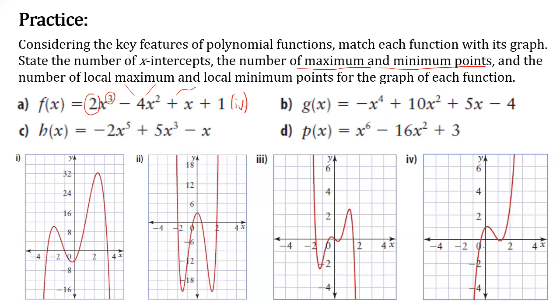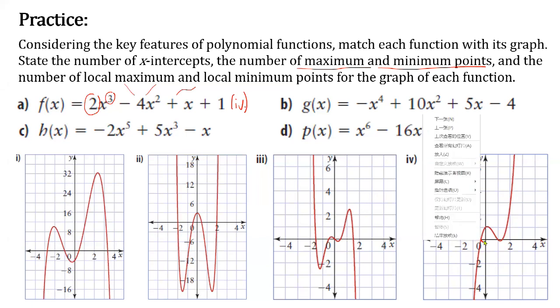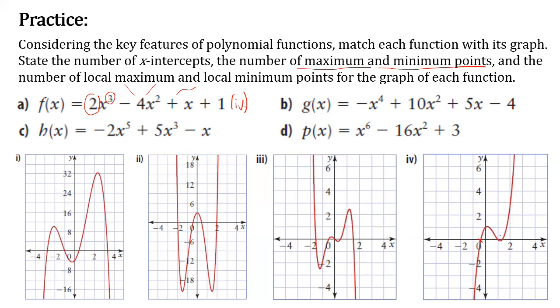And the number of x-intercepts. An x-intercept is the intersection point between this graph and the x-axis, right? So there are one, two, three x-intercepts, right? And no global maximum or minimum. And there is a local maximum and local minimum, right? Okay, next B.